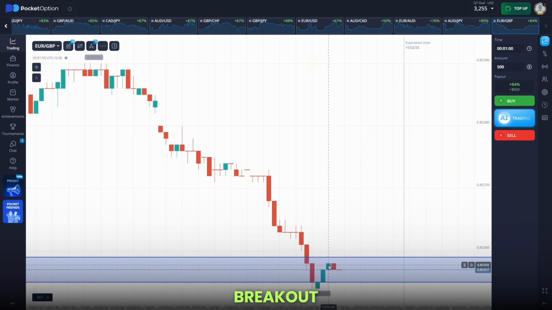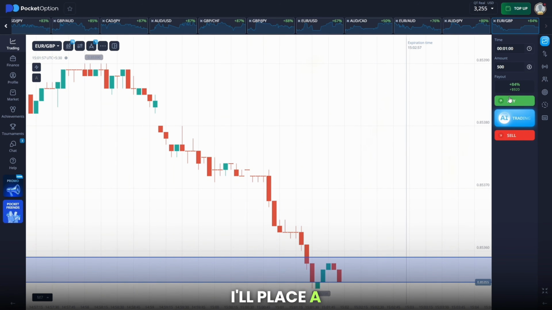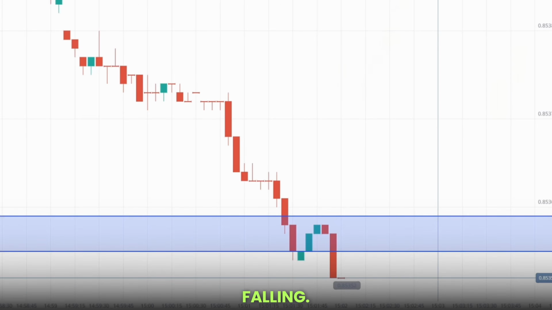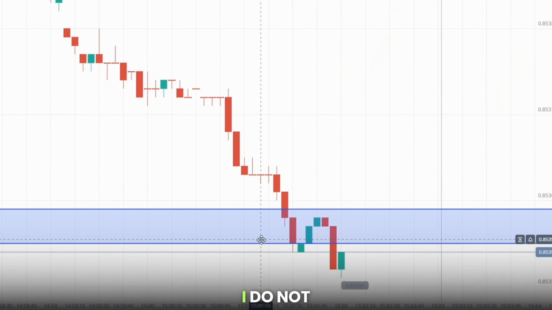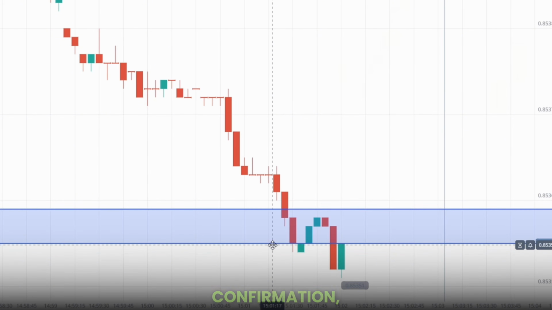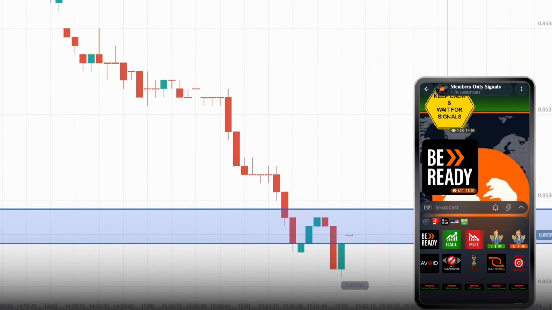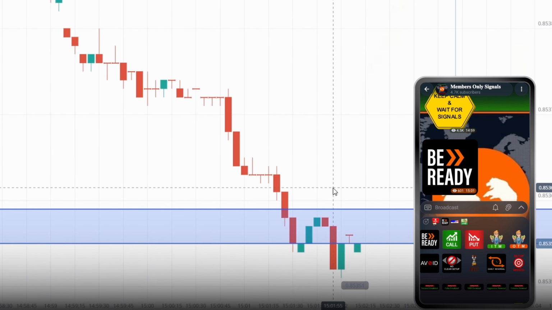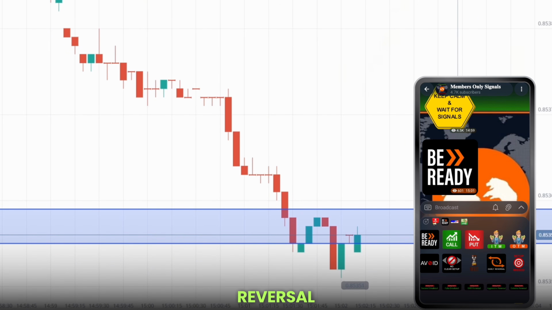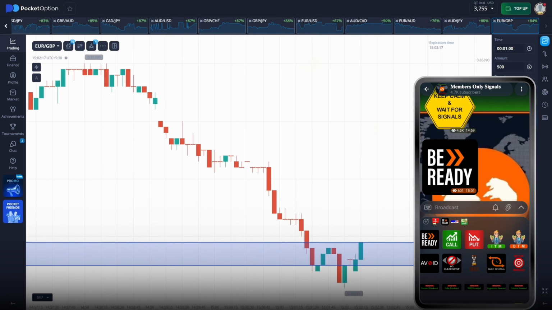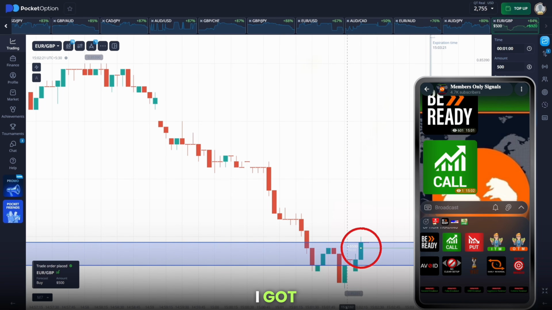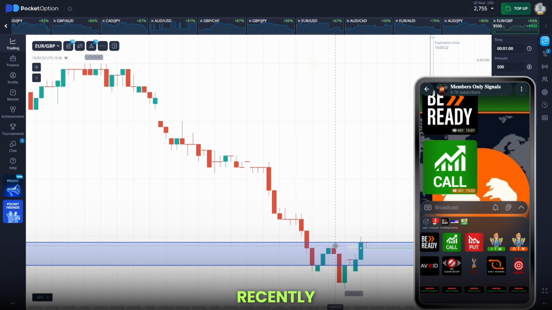If I get a breakout from this level, I'll place a call trade instantly. Price is still falling. Without confirmation, I do not place a trade, but if I have confirmation, I will surely place the trade. Let's wait. There is no strong bullish reversal confirmation. Yes, that's the confirmation. I got a breakout from the recently rejected level and I have placed the trade.